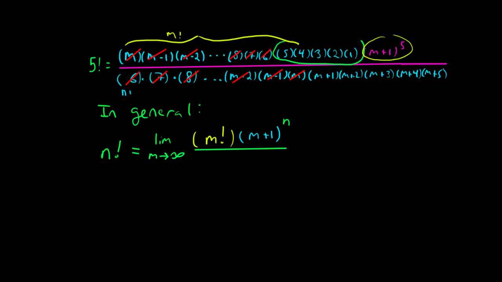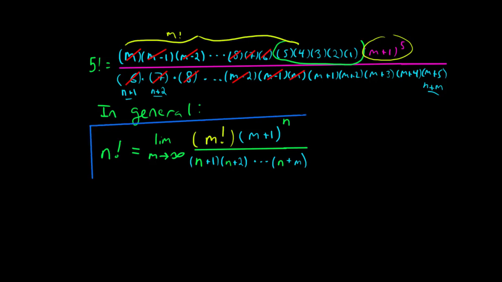In the denominator, again, those terms were 5 plus 1, 5 plus 2. I'm now subbing back in n, so I'm going to get n plus 1 times n plus 2. And that last term in the product for the denominator was m plus 5. Subbing in n back for 5, the last term will be n plus m. So this is a neater way of writing the infinite product definition for the factorial. I'm just going to put a box around it.